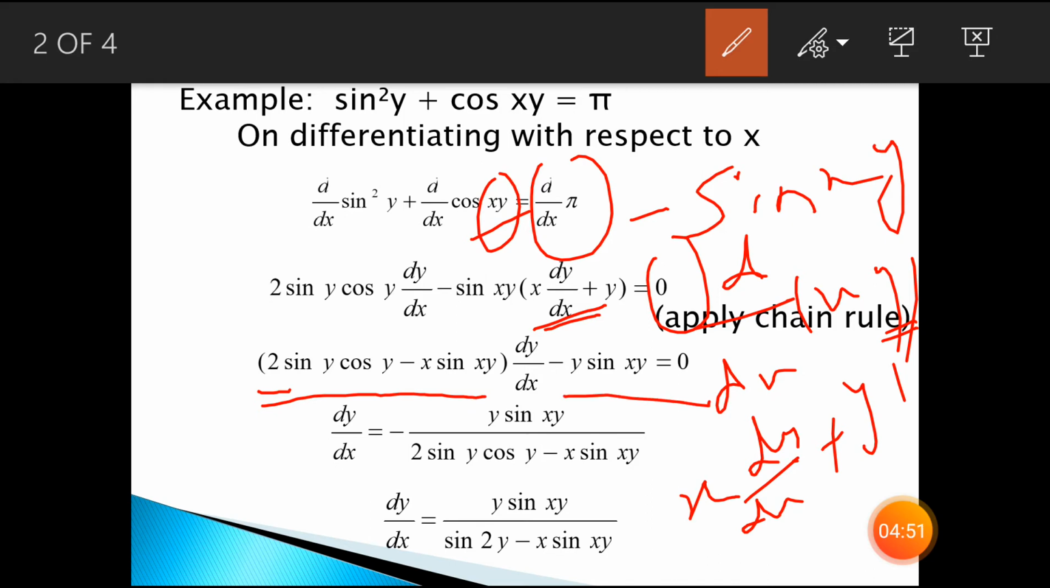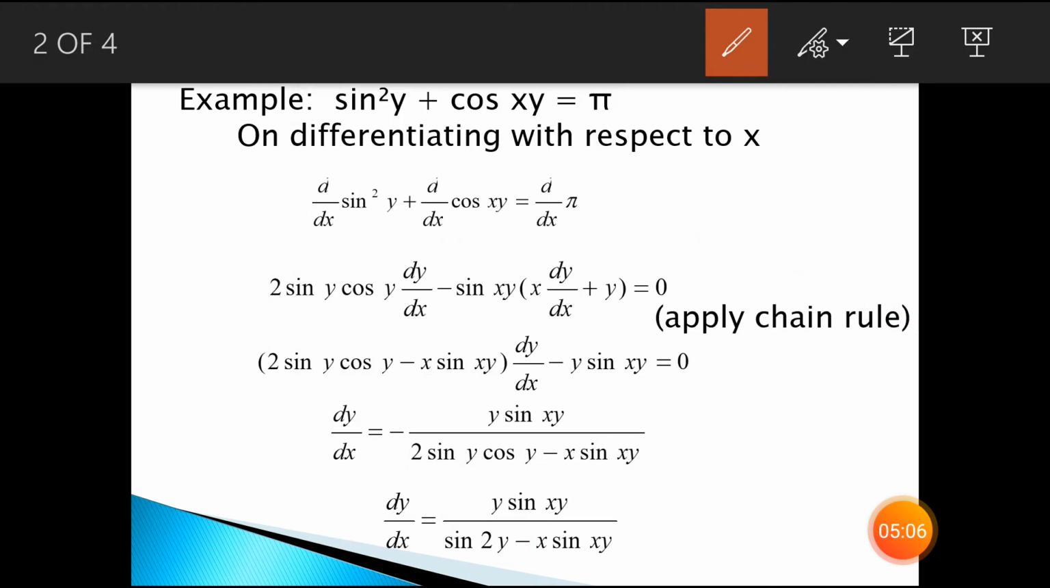Okay, just solve it and calculate the value of dy upon dx. So dy upon dx, you will get this, 2 sin y cos y can also be expressed as sin 2y. So you will get this expression as the final answer. So the question is not tough, it's very easy to solve. Only you need to remember the chain rule, all the formulas, and be very particular about the signs.